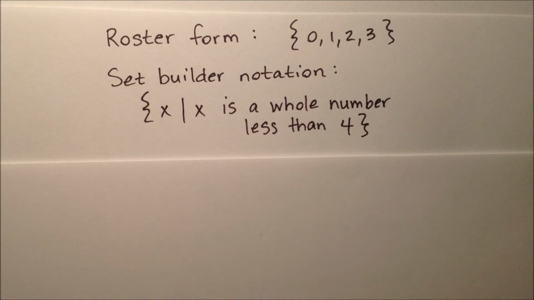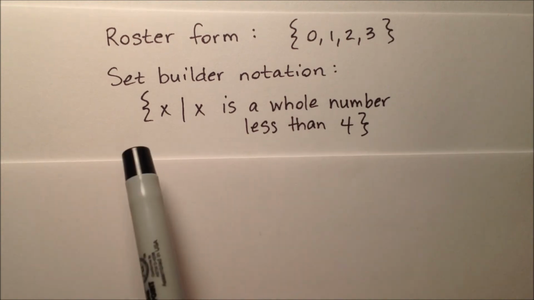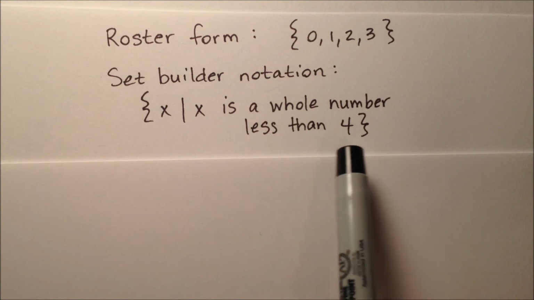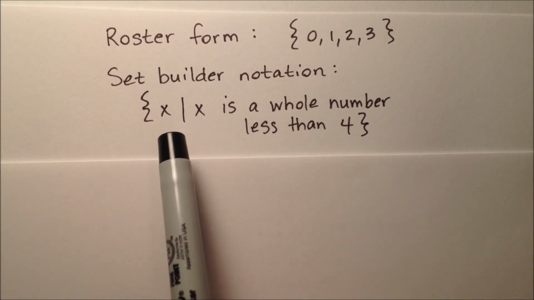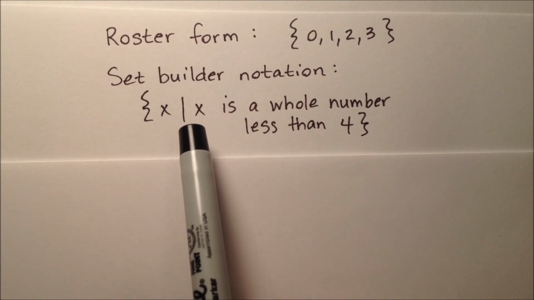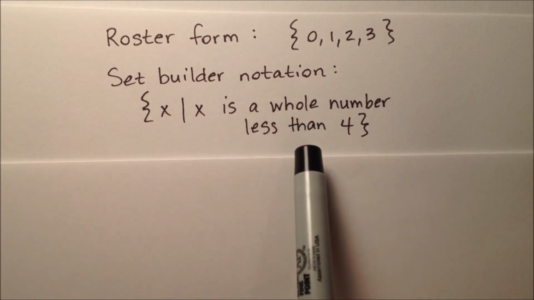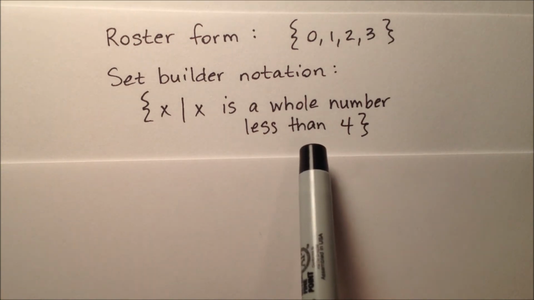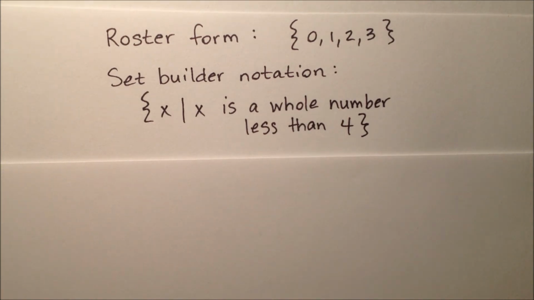In these two examples, we're going to describe the whole numbers from 0 up to 3. In roster form, you'll notice we've just listed them, 0, 1, 2, 3. However, in set builder notation, we're going to do something a little bit different. We still have the open brace and the closed brace, but we're going to read this and say the set of all x's such that x is a whole number less than 4. In this case, this is describing what the set is.